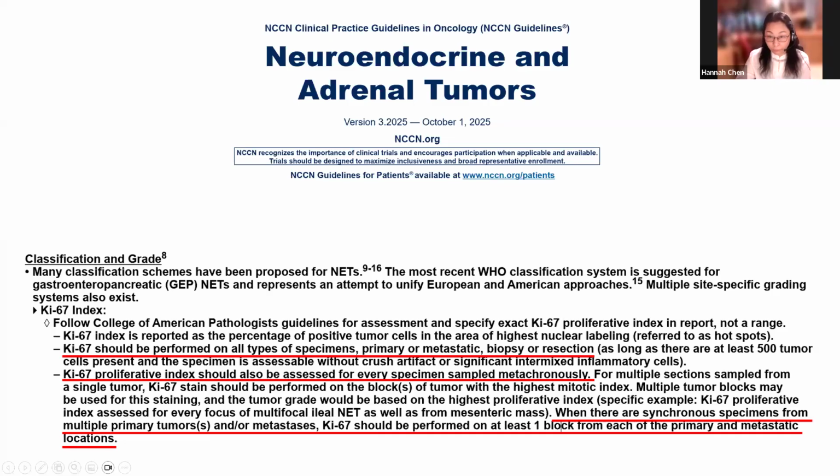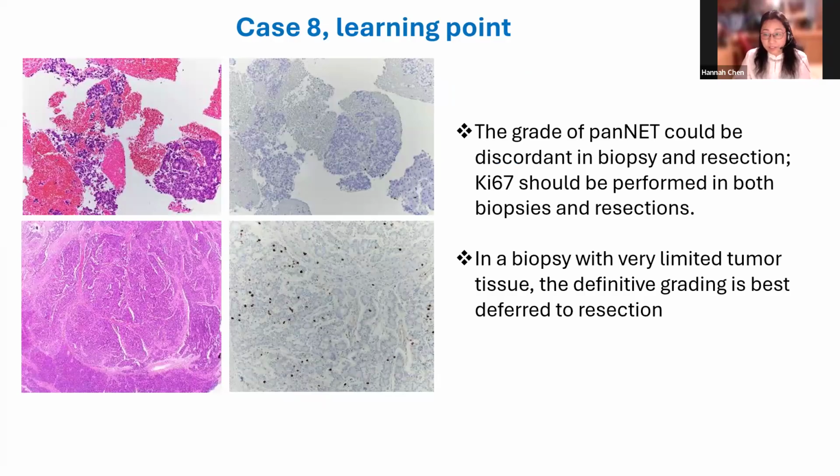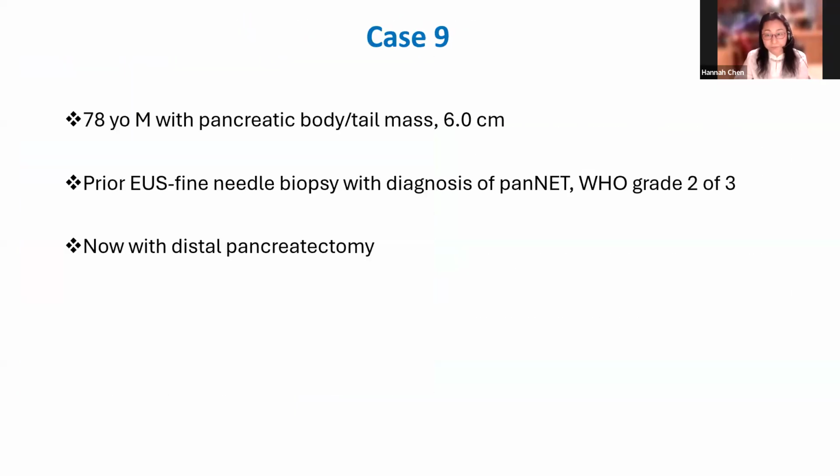I hope this is helpful for guiding the workup of our cases. So what we can learn from this case: the grade of pancreatic neuroendocrine tumor could be discordant between biopsy and resection. Ki67 should be performed in both biopsies and resections. In a small biopsy with limited tumor tissue, the definitive grading is best done on resection.